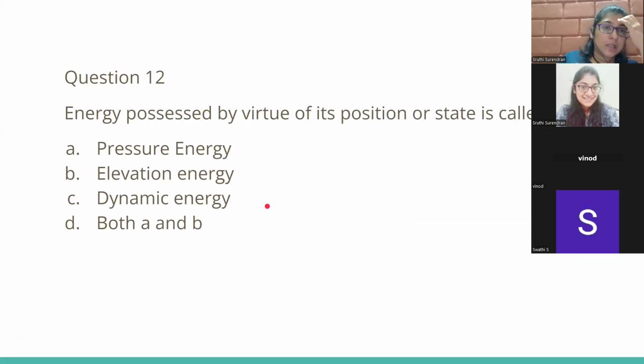Next question. What do you call the energy possessed by a fluid by virtue of its position? Is it called the pressure energy, elevation energy, dynamic energy, or both A and B?